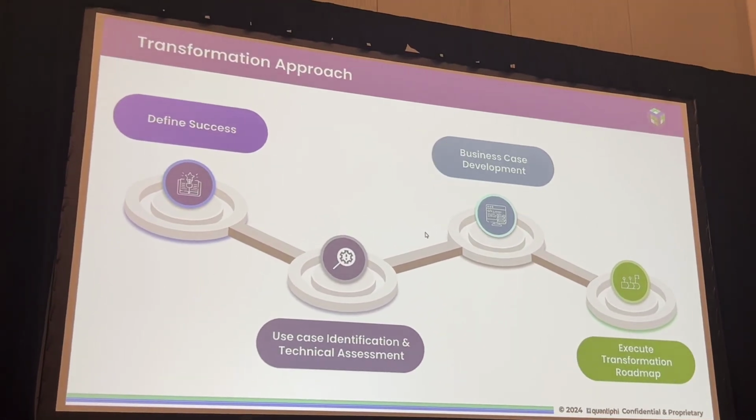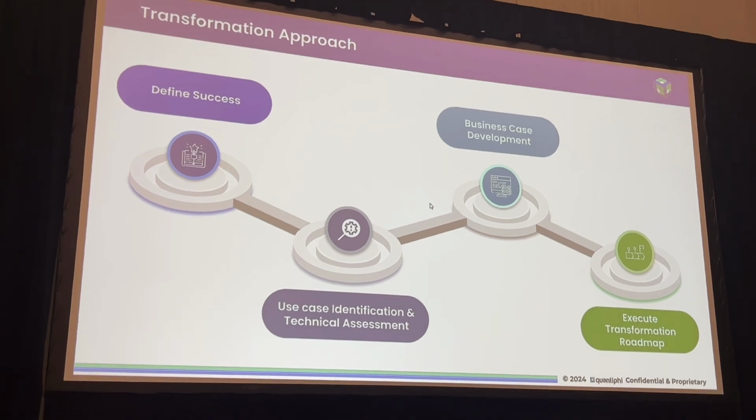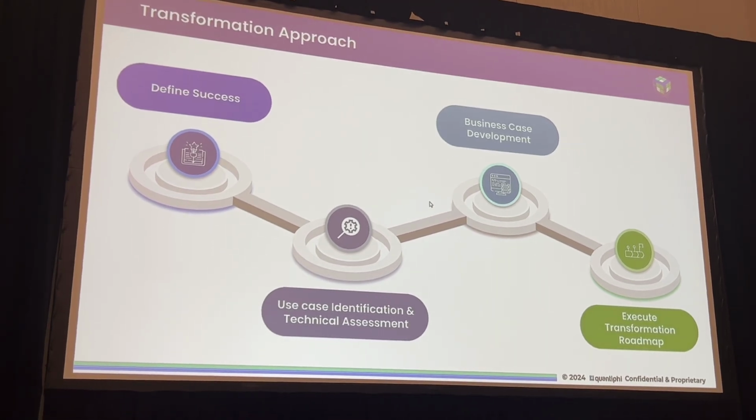At the onset, before you get into anything, you need to define what is success, and we'll get into how you do that. The next step is identifying those use cases which you want to automate, as well as what is the technical feasibility, like are these use cases even automatable, right? Then we get into the business case development, and then finally into a delivery and execution map of how you can prepare it.